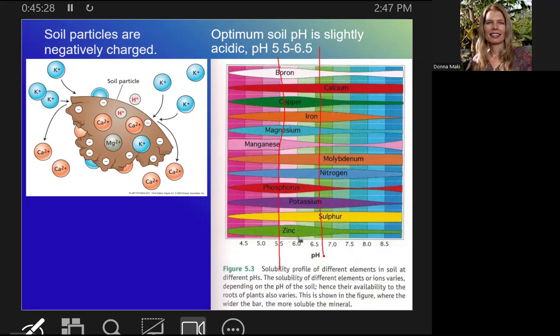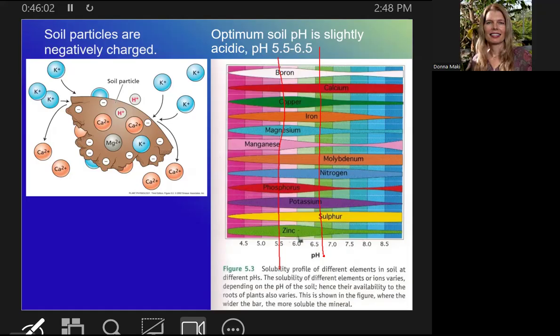You can see that most of those bars of the different minerals are pretty fat in those areas. Manganese is not so much, but most of the others are pretty fat in that range. That means they're more available in that range. I'm not going to go into the details of that. If you take plant phys, you've had that, of why that's the case. But it's important to realize that under that pH range, most minerals are more soluble. They'll get into the soil water, they'll dissolve, and the plant has a lovely time getting access to it.